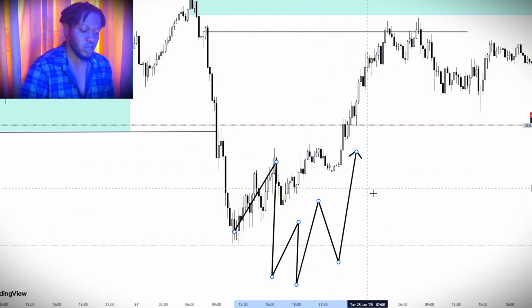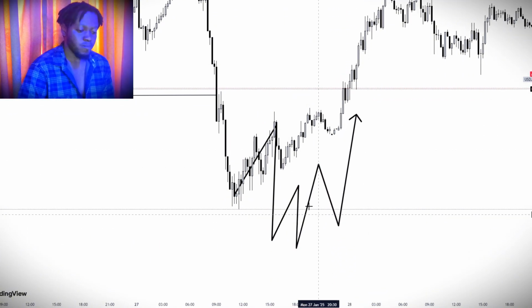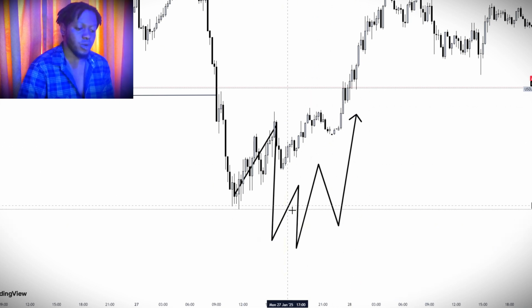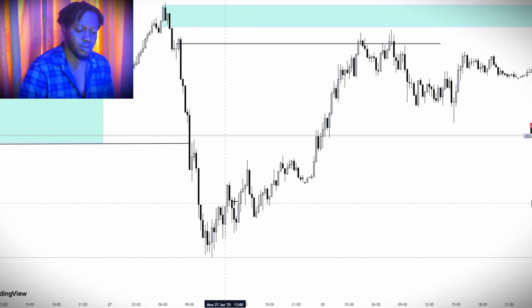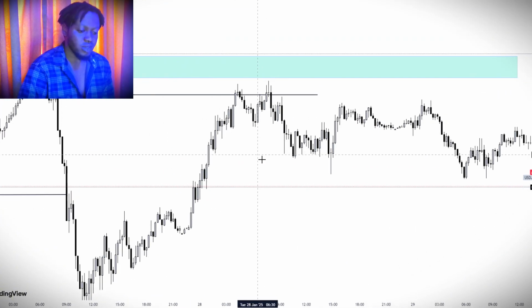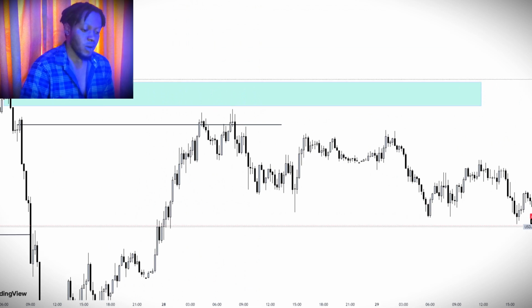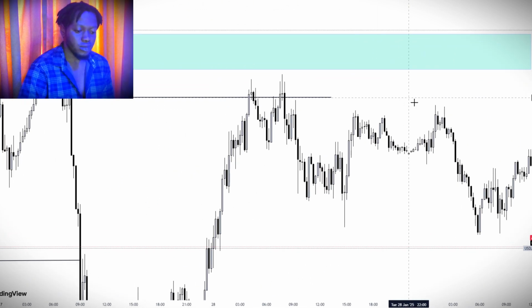Sorry, my drawing is a little bit messy. Price can do something like this after stopping you out, then give you that shift of structure you are looking for. So you can't really predict. So I didn't enter from this point, but I entered from this point. Now this was how I entered right here.